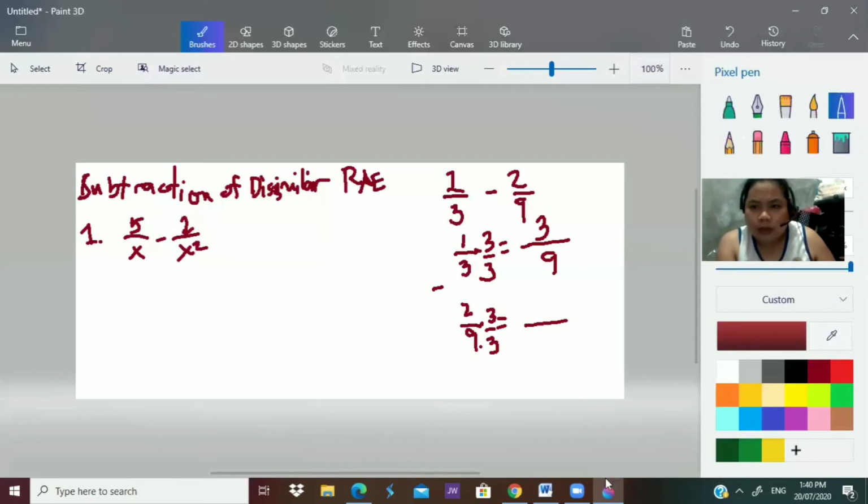Sorry, hindi na pala tayo gagalaw dito. Hindi na natin gagalawin ito. Hindi na tayo magkakaroon ng multiplier kasi nasa 9 na siya. 9 na yung denominator niya. So, mag-as is lang siya. Okay? So, anong mangyayari? We can have now 3 minus 2 over 9. So, you have now 1 over 9.